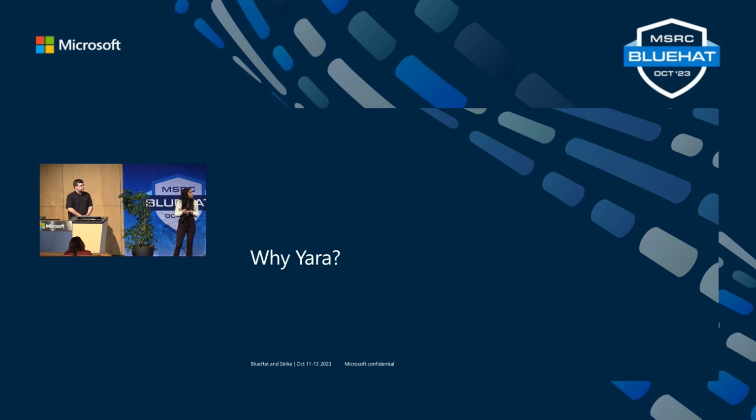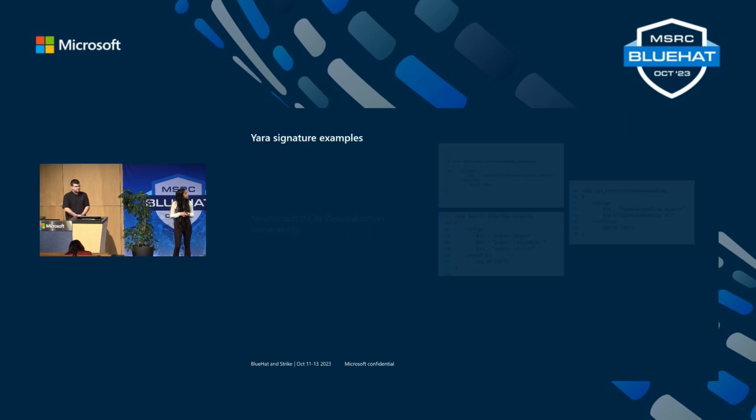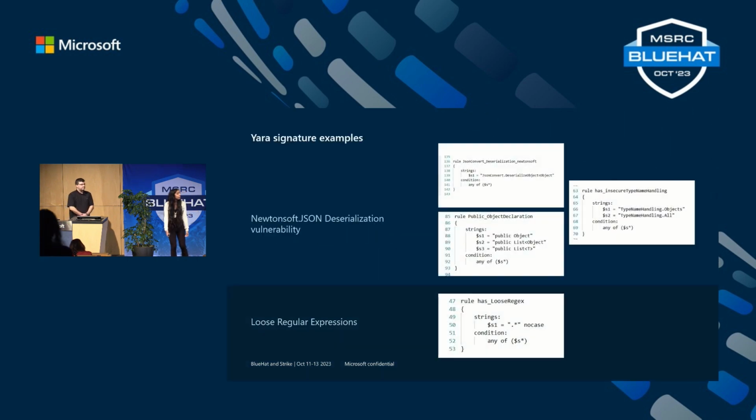So speaking of vulnerabilities, let's see how we can find them in our ADO, in our source code. How do we find vulnerabilities in MS source code? We're going to do a quick walkthrough of some of the vulnerabilities we've worked on and the signatures that we created for them. The first set of signatures that we worked on here correspond to the Newtonsoft JSON deserialization vulnerability. And the rule at the bottom corresponds to the loose regular expressions vulnerability.